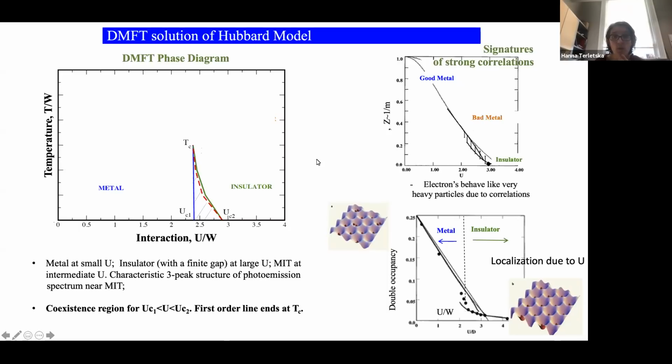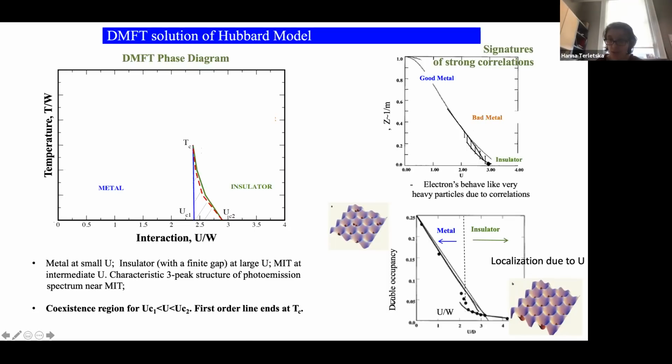Another feature of this correlation-driven metal-insulator transition is to calculate the quasi-particle peak Z as a function of U. We expect that the quasi-particle peak will disappear as you go to the insulator. And again, the quasi-particle weight is inversely proportional to effective mass, so this will also signal that once correlations, interactions, are increased, electrons behave like heavier particles.